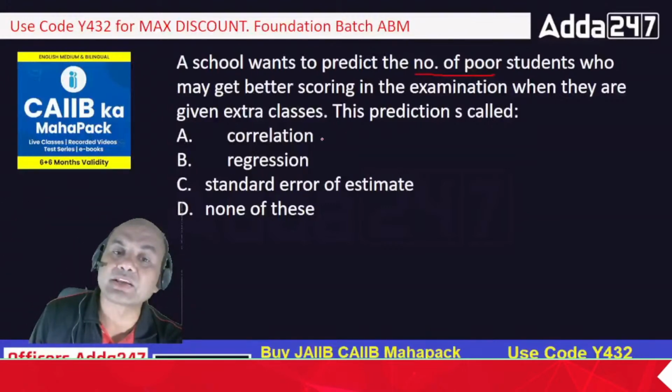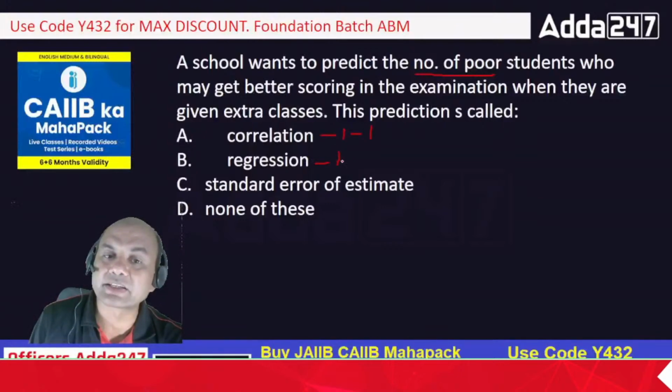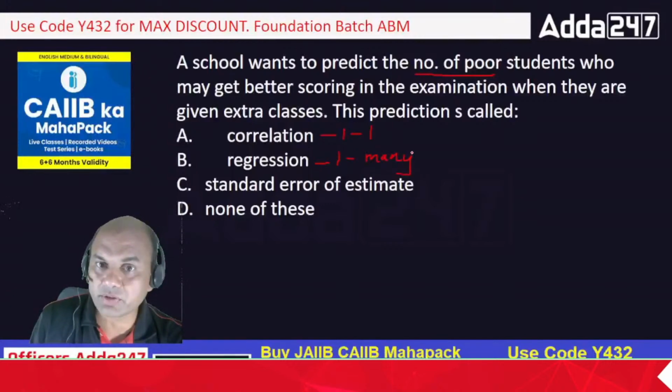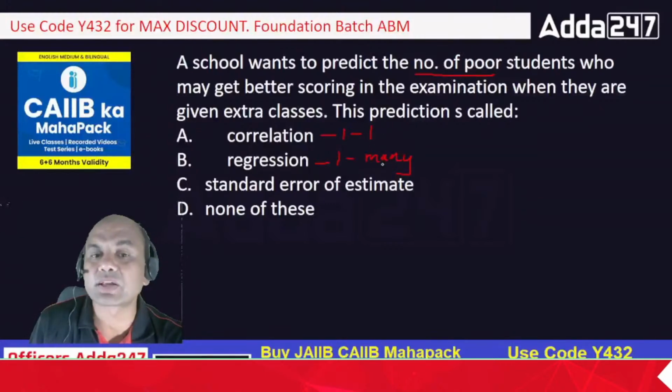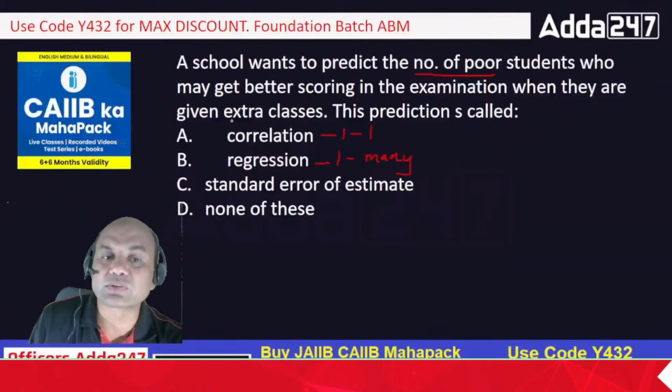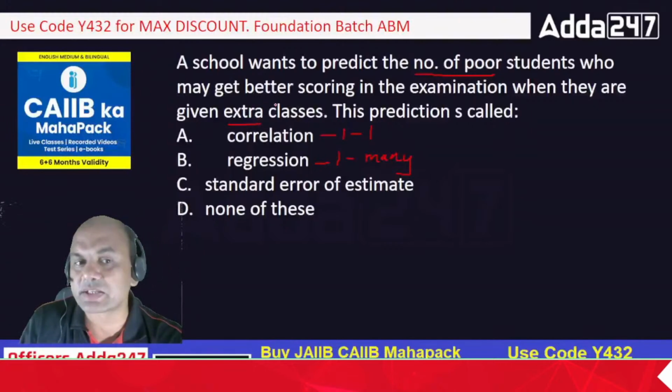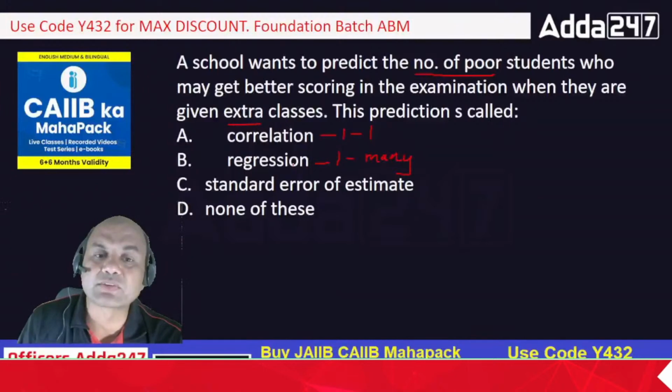In correlation there is 1:1, 1x, 1y. In the regression it is 1x and many y. Okay, so what is this now? This is number of poor students. It can be many or one. Can there be one poor student or can there be many poor students? And when they are given extra classes, so x is always 1. Okay, x is always 1, only extra class. So regression will be 1 to many. So the prediction is called as what?